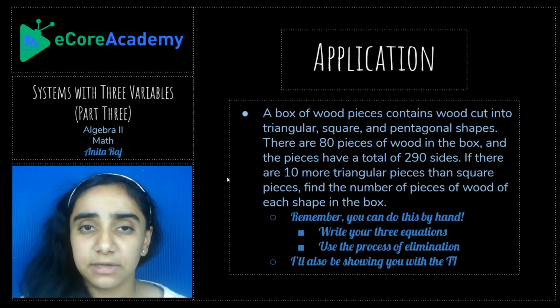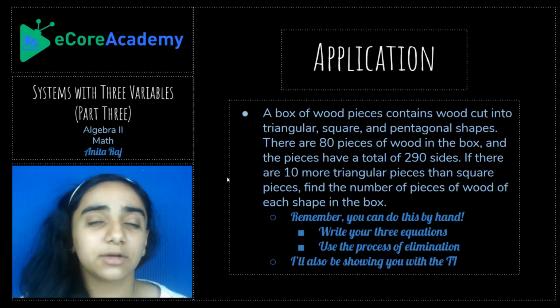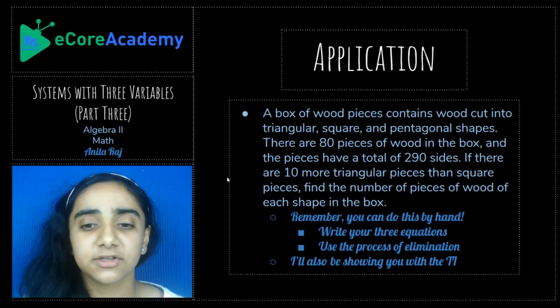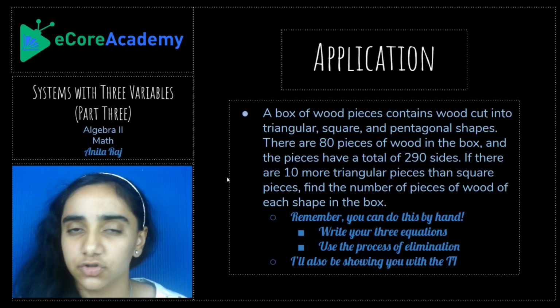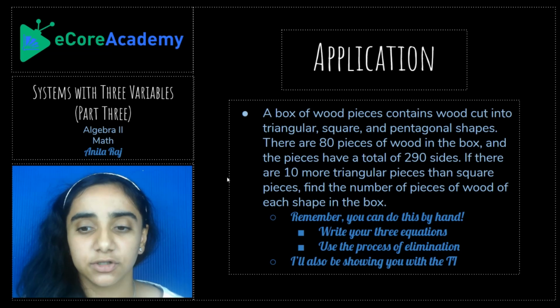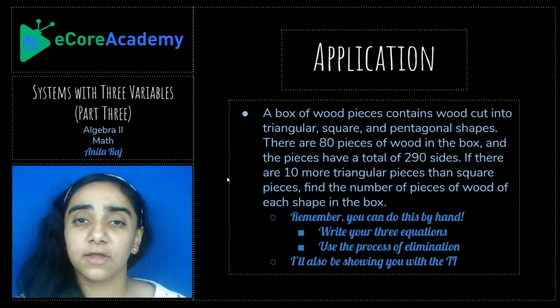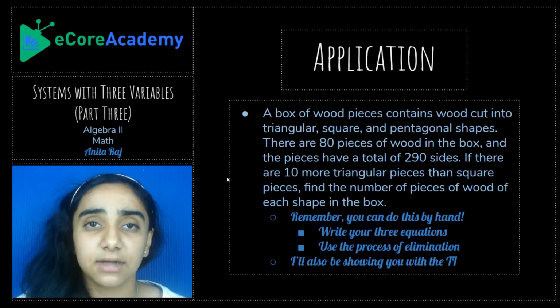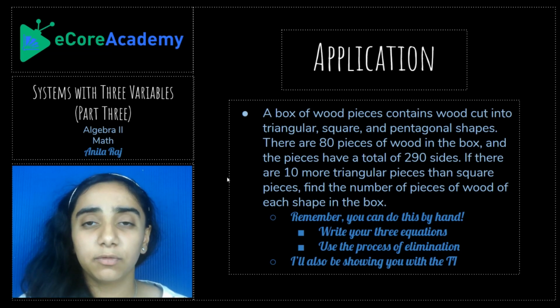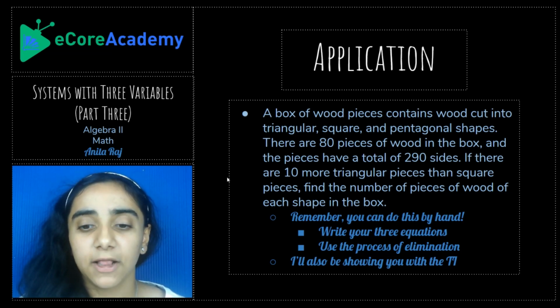And the last piece of information we get is that, whatever amount of square pieces we have, there are 10 more triangular pieces than square pieces. So if you call the square pieces x, you have 10 more triangular, so x plus 10 is your triangular pieces. That's our last piece of information. So now, given this information, we need to find the amount of triangular pieces in the box, amount of square pieces in the box, and amount of pentagonal pieces in the box. So that's how you would break the problem down in your own head. So before I even get into the solution I have prepared, I want you guys to remember that you can do this by hand.